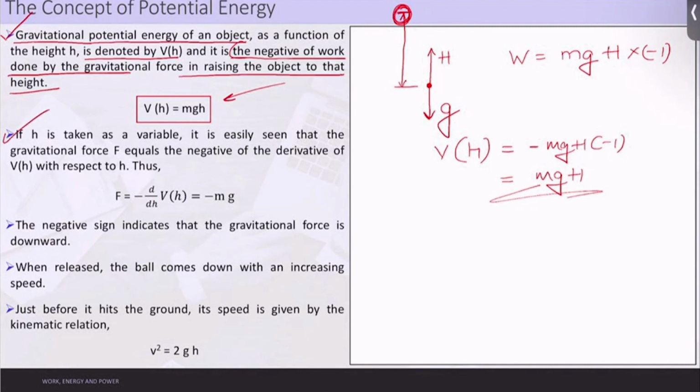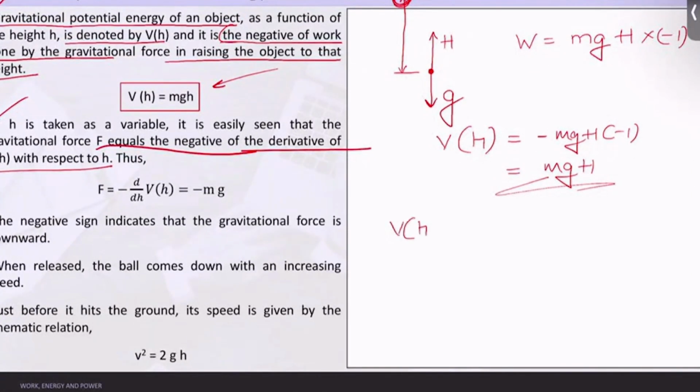Fine. Now, if h is taken as a variable, it is easily seen that the gravitational force F equals what? It equals the negative of the derivative of V of h with respect to h. So what they are basically doing is just trying to find out the value of force. We know V of h is nothing but equal to F into h basically, correct? So if we need to calculate the value of force, then we can write F is nothing but equal to V by h, right? In differential form, we can write this as equal to negative of d by dh.